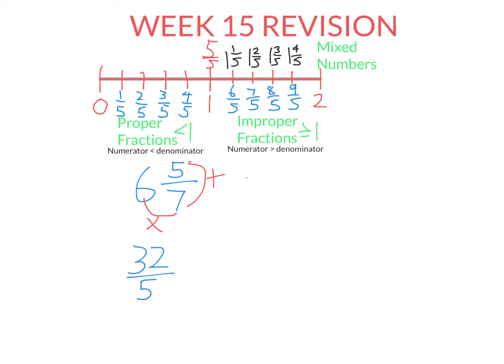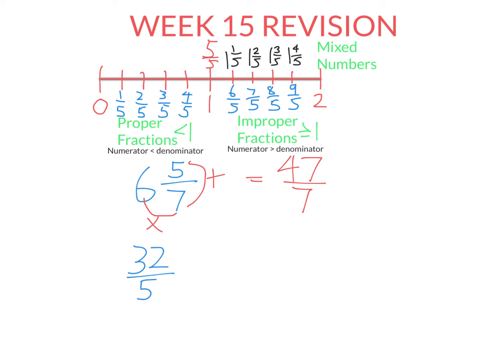So that becomes our new numerator. 47 goes on top, 6 times 7 plus 5. Now we always keep the same denominator when we're converting between mixed numbers and improper fractions. So 6 5/7 is equal to 47/7.